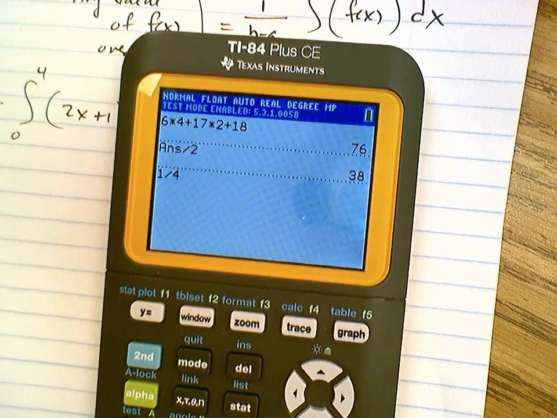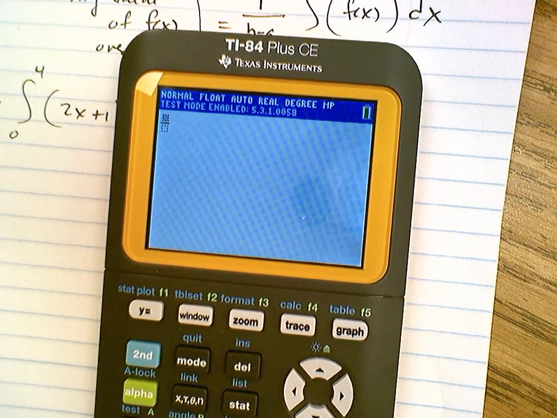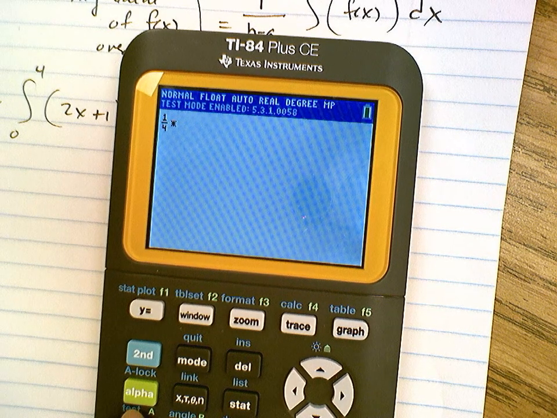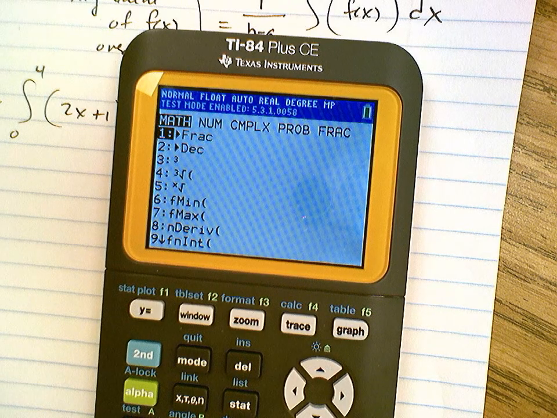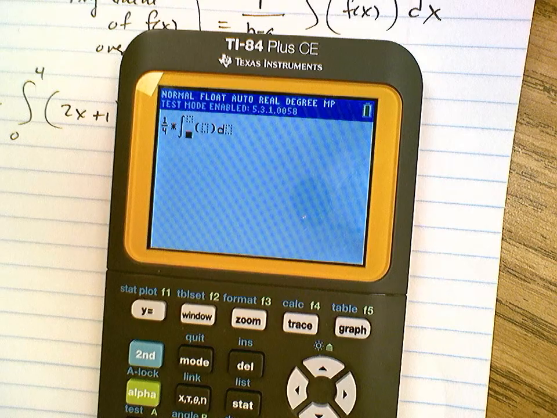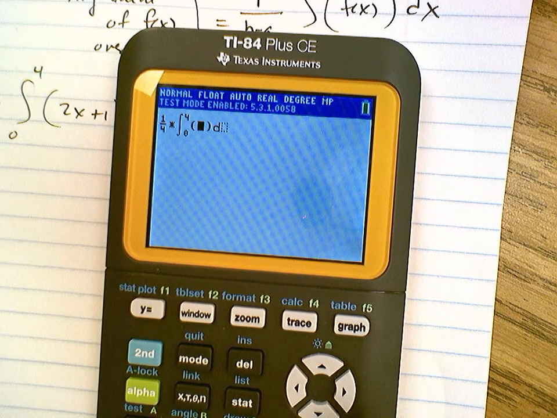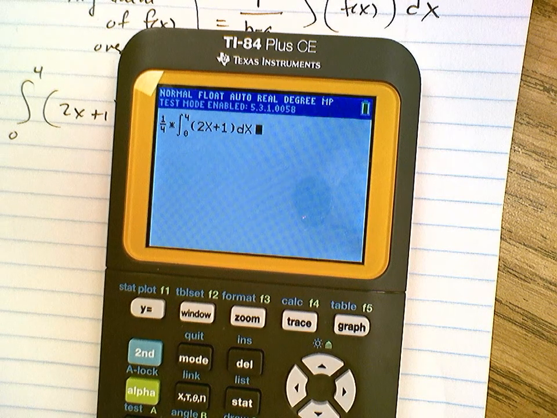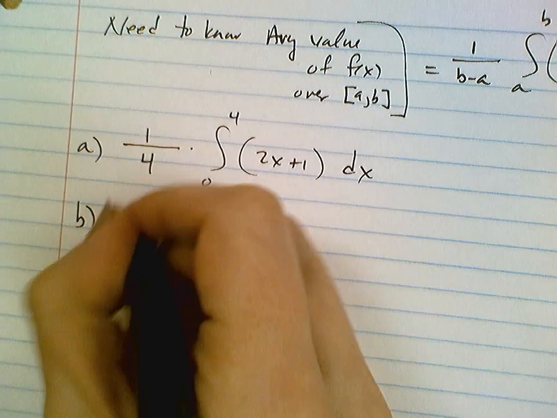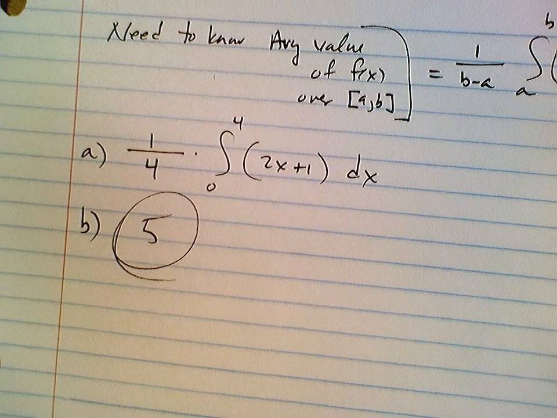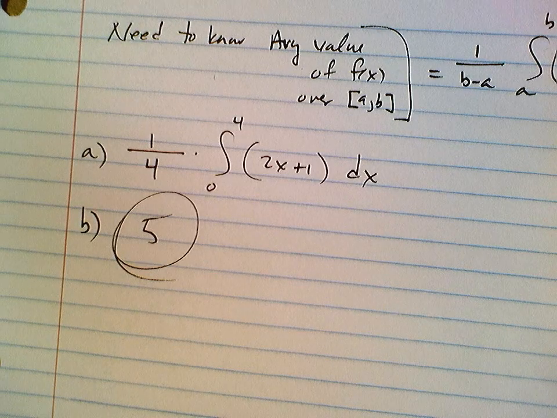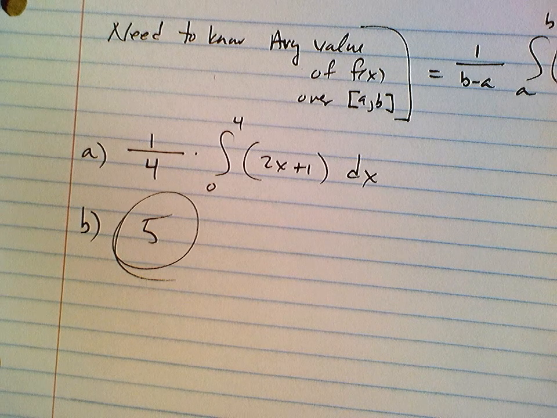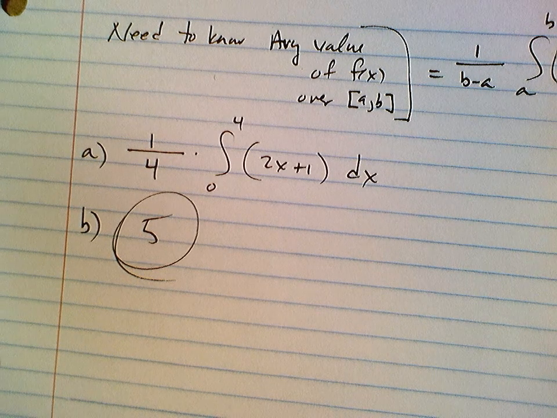In the future, we'll know how to do this without a calculator, but you are just going to go 1/4, yeah, or you can go alpha y equals 1/4 times, I don't even need that times, I think, and then math 9, okay, and then that pops up, 0 to 4, 2x plus 1, and then just type in x, boom, 5. Okay, so that is the average of all the y values of that function over that interval. So this allows us to average an infinite number of y values. And again, I'll do the proof later, but right now we just have to know the formula.